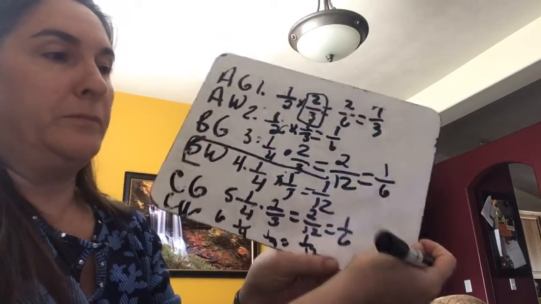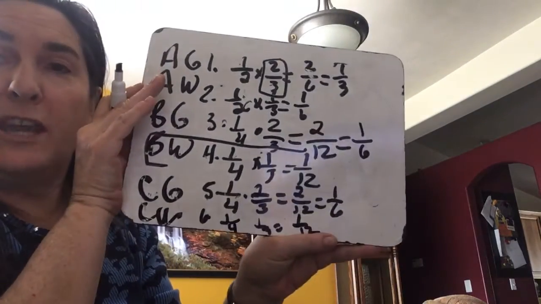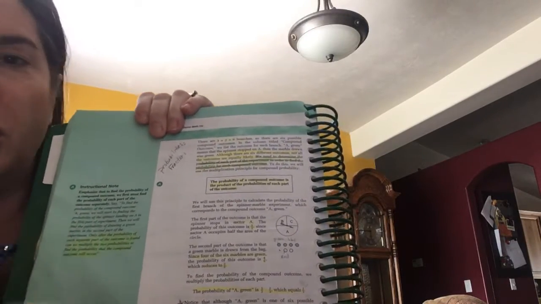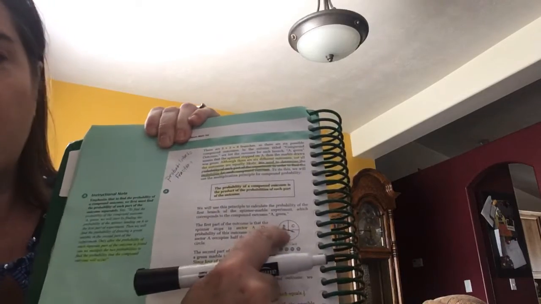Okay, so looking at your graph and looking at this, what combination will you get the most? You're going to get the most of A and green. A and green. That's 1/3.